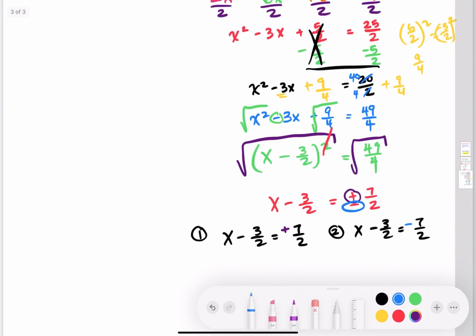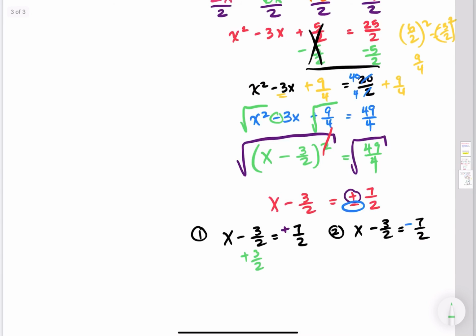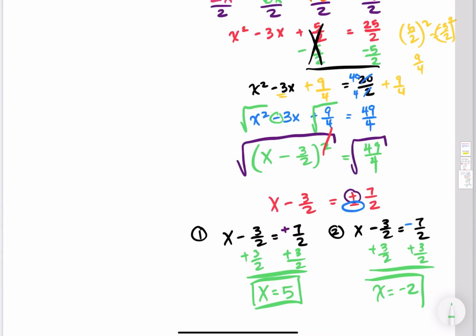Now all we have to do is add 3 over 2 on both sides. When we add 3 over 2, we end up getting 10 over 2, which is equal to 5. And for the second one, we add 3 over 2 on both sides, and that gives us x is equal to negative 4 over 2, which is equal to negative 2. Now the question is, which one is our actual answer?